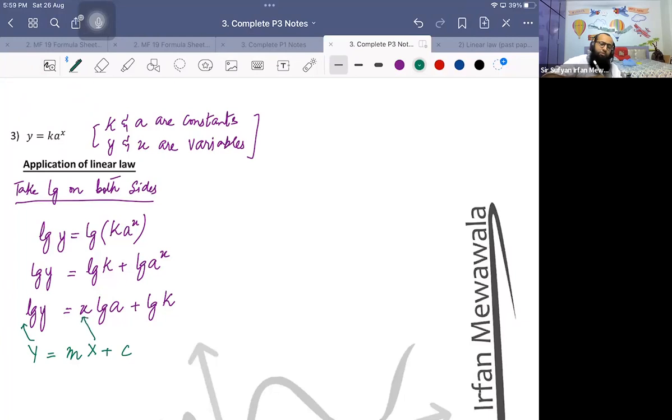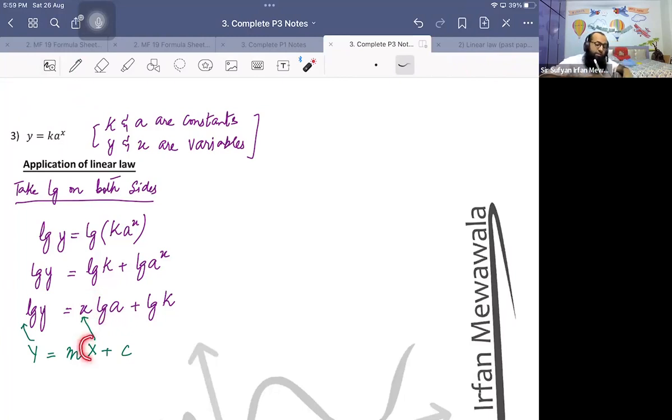Now, some students can make mistakes. They say that in place of m, we are going to take x because m is first and x is first. So in place of m, we are going to take x. And in place of x, we are going to take LGA. Now, this is a conceptual blunder. You need to identify where the variable is.